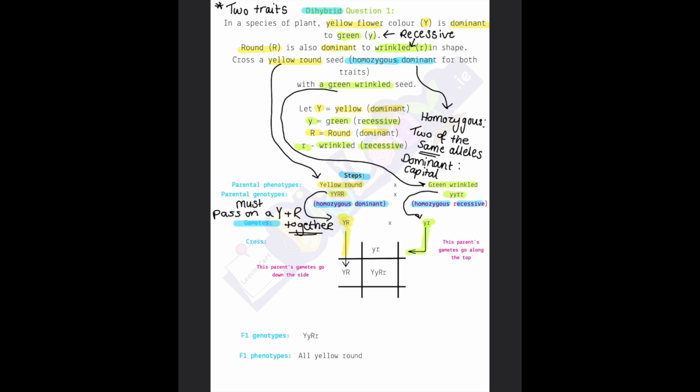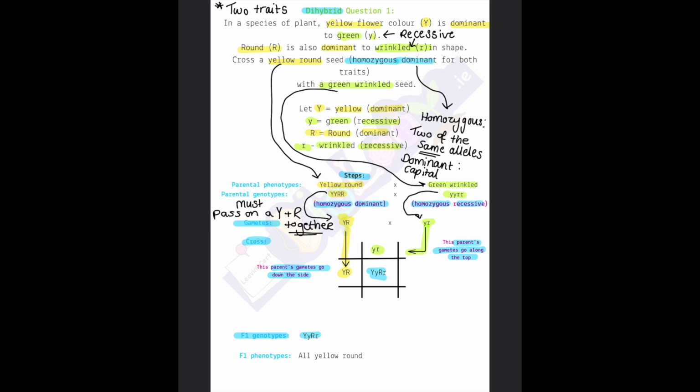Because we started with Y's the whole way along, we are going to continue keeping our Y's at the start. So a big Y with a small y gives me big Y small y, and a big R with a small r gives me big R small r. So that is the only combination of offspring that I can have. Remember, your offspring are known as your progeny, and F1 refers to first generation.